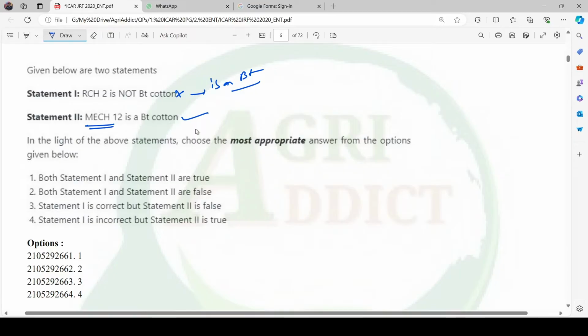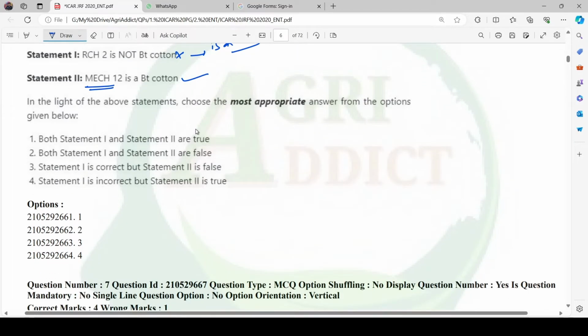It's a simple question. Just go through any book like Refresher and Entomology Treatise book. There you will find this MECH2, RCH2. These are all the varieties of BT cotton. So here statement 1 is incorrect, but statement 2 is true. 4 is the correct answer.